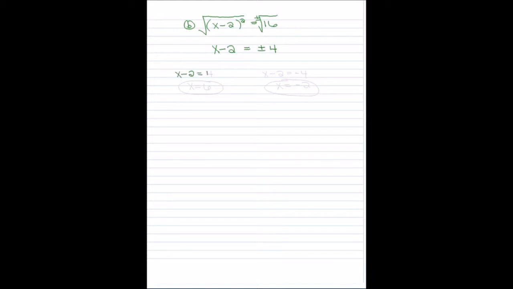So I have x minus 2 is equal to 4, and x minus 2 is equal to negative 4. And I'm going to continue to solve these because I can bring the 2 to the other side by adding it. So I get x is equal to 6, and x is equal to negative 2.